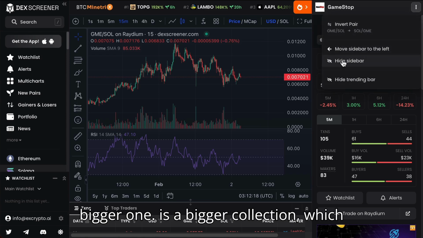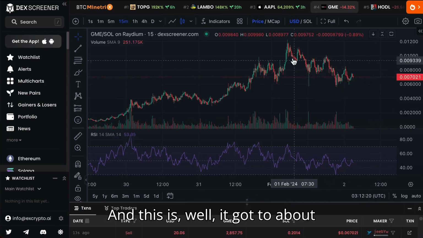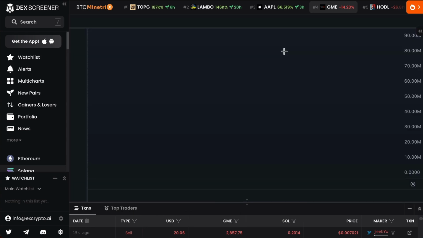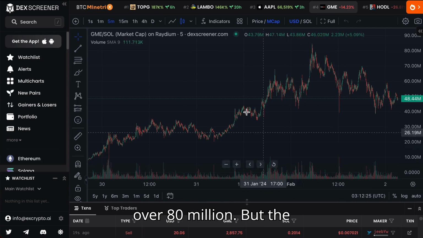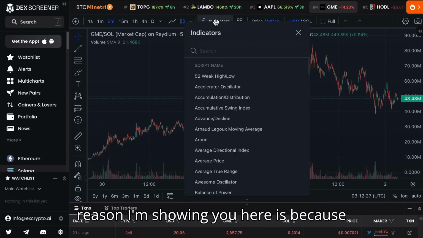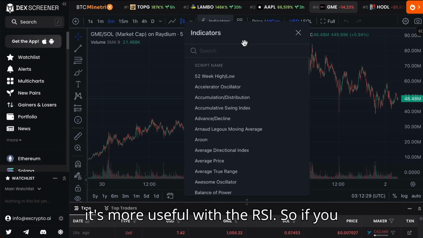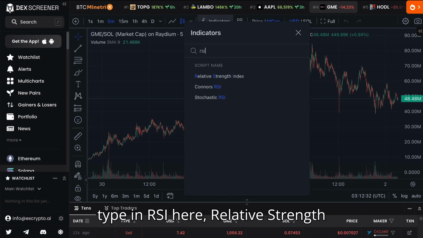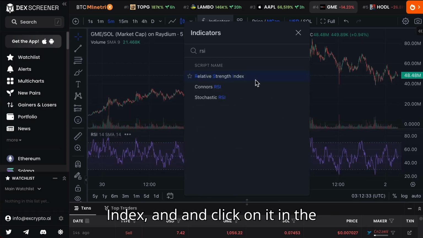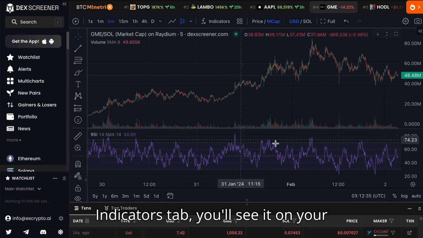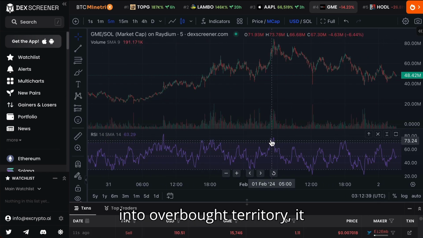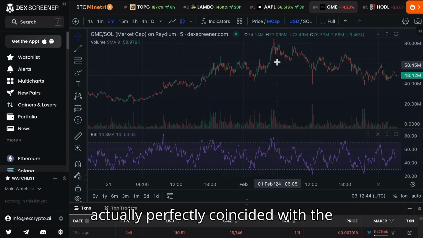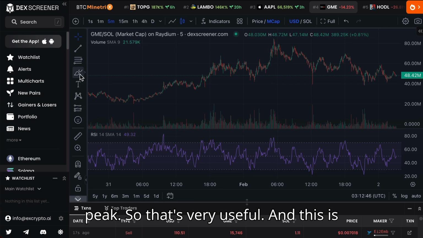It's a bigger collection, which I've discussed before in this training. And this is, well, it got to about over 80 million. But the reason I'm showing you it here is because it's more useful with the RSI. So if you type in RSI here, Relative Strength Index, and click on it in the Indicators tab, you'll see it on your chart. So you can see here where we went into overbought territory, it actually perfectly coincided with the peak. So that's very useful.